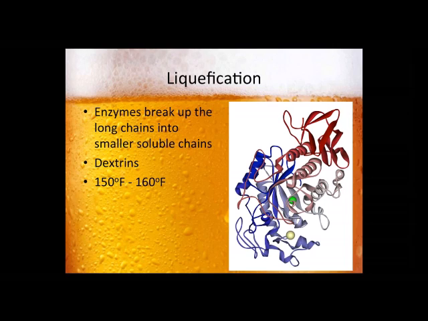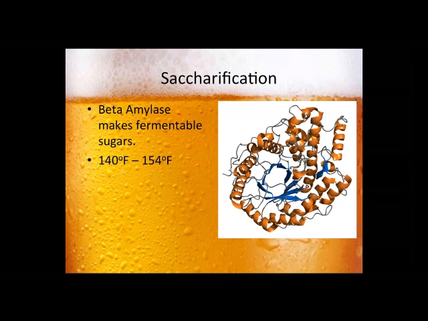Liquefaction is where the enzymes are breaking up the long chains into small soluble chains. So we're taking these very large starch molecules and breaking off some smaller sugars that are soluble. This typically happens between 150 and 160. So this is our alpha amylase working. And then during saccharification, our beta amylase is doing its thing. This is making fermentable sugars, specifically glucose, maltose, maltotriose.